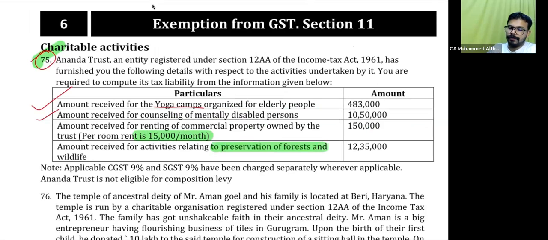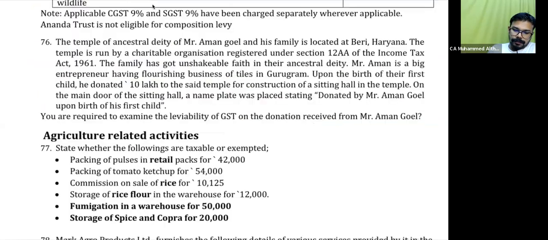Preservation of forest and wildlife is exempted, because that is there in the charitable activity definition. So you have to definitely read that definition. Fine. Next question.